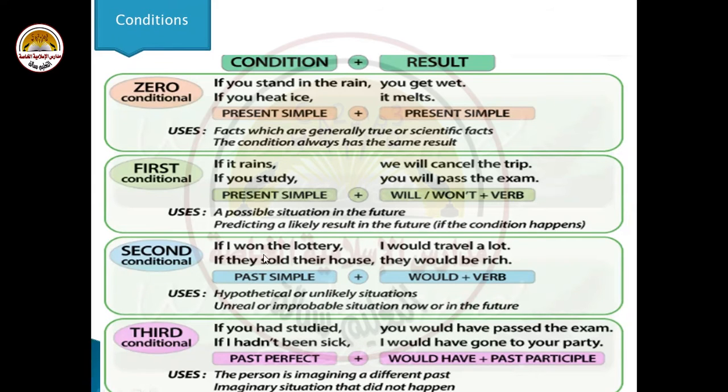Okay? The third conditional. If you had studied, you would have passed the exam. If I hadn't been sick, I would have gone to your party. We use the past perfect with would have plus past participle. We use the third conditional when the person is imagining a different past. An imaginary situation that didn't happen. It's not true.